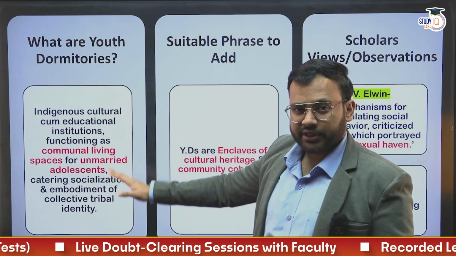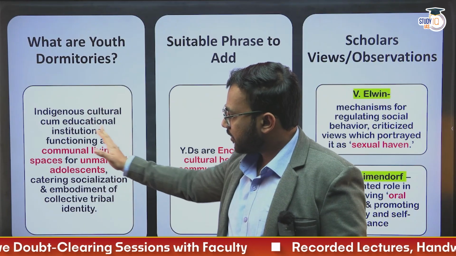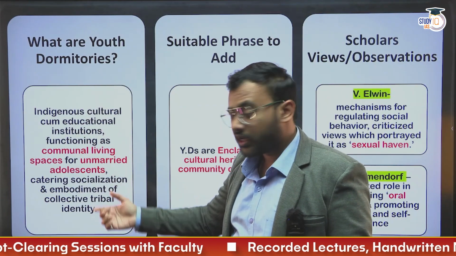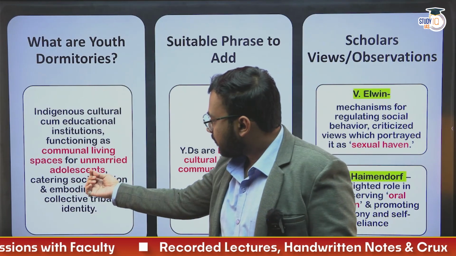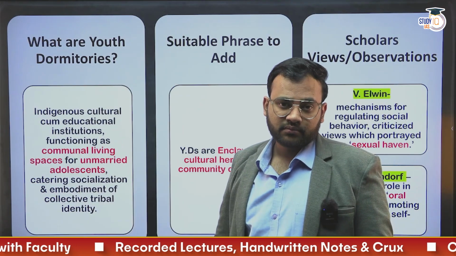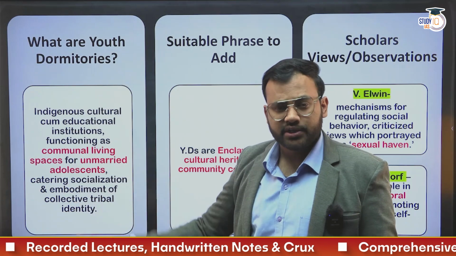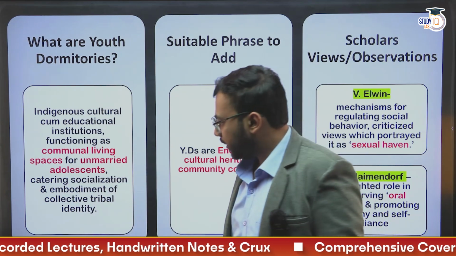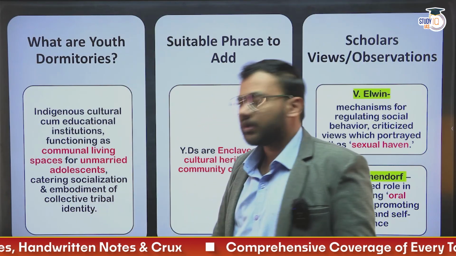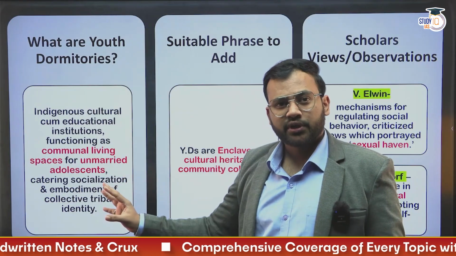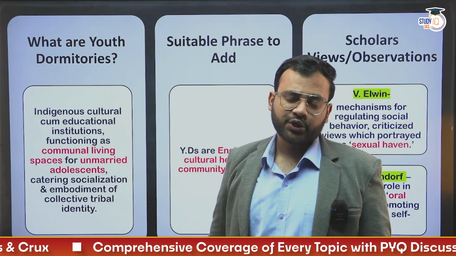So the description is written here. Let us read it out once. What are youth dormitories? These are indigenous cultural educational institutions. As I have mentioned, they act as a communal living space for unmarried adolescents, because in most youth dormitories, only unmarried young individuals take part, catering socialization and embodiment of collective tribal identity. So this particular description can be utilized for writing a valid introduction in the answer.